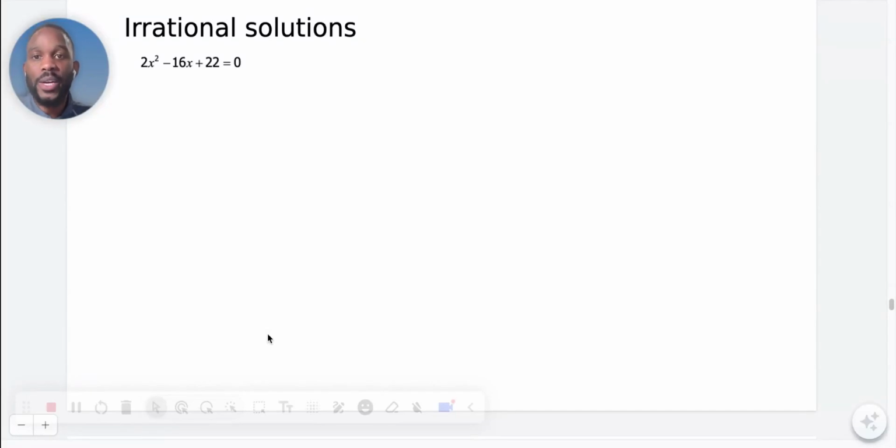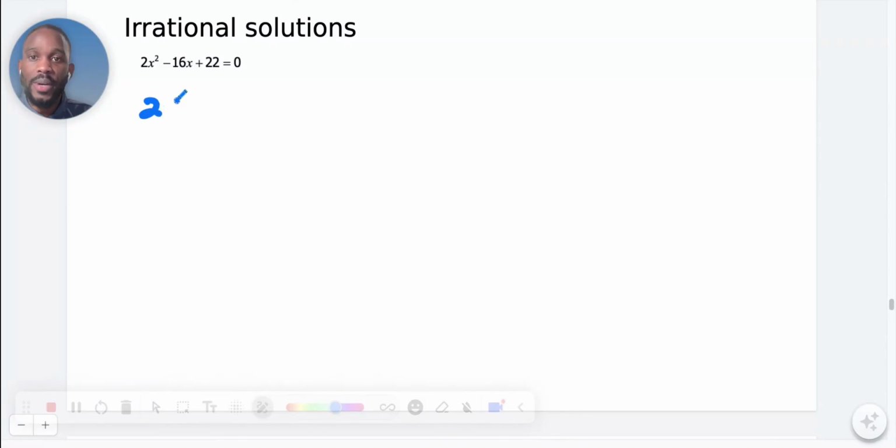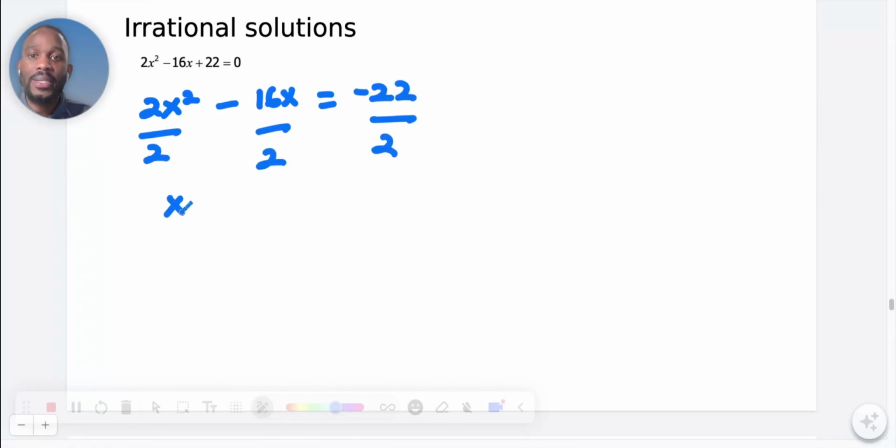Completing squares with irrational roots and a greater than 1. Let's look at this example. We're still using completing squares. Again, the first step is isolating x's. So this is the same as 2x squared minus 16x is equal to negative 22. I want to get rid of this 2. I divide by 2, and this gives me x squared minus 8x is equal to negative 11.